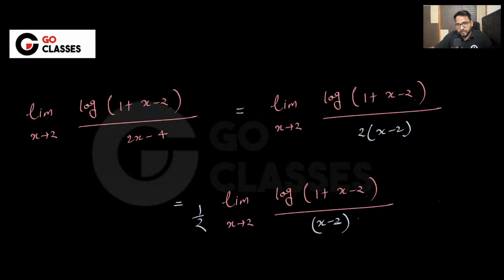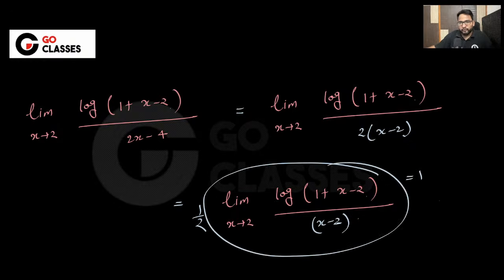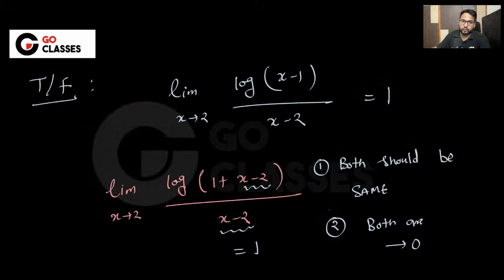Now this is the same. So this quantity is 1. This quantity is 1. So the final answer is 1 by 2. Okay, so now everyone understood, right? Basically, don't make this mistake that this is going to 0, this is going to 0, then this is 1. No, both have to be the same. That's also one thing that you must understand.